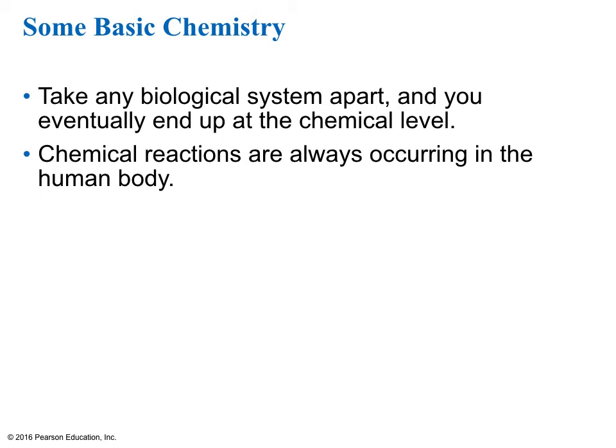So if you take any biological system apart, you eventually end up at the chemical level. Again, if we go back, we start with the biosphere, but then you start getting into the cell and the molecules and the compounds and the atoms that interact with one another, and that is essentially chemistry that you have to understand at the basic level. Chemical reactions are always occurring in the human body, such as during the breaking down of glucose in metabolism.